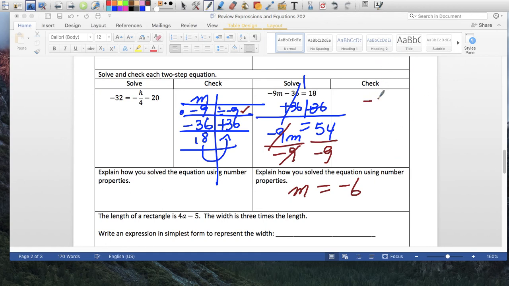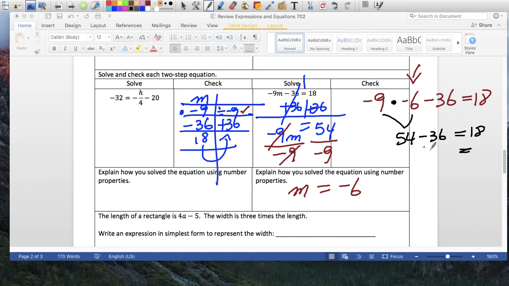So check. -9 times -6 minus 36, is that equal to 18? So I substitute right here. I replace the m with -6. Order of operations, please take care of multiplication. Negative times a negative is positive. 9 times 6 is 54. Minus 36 equals 18. 54 minus 36 is 18 indeed. And I know now that everything is good.